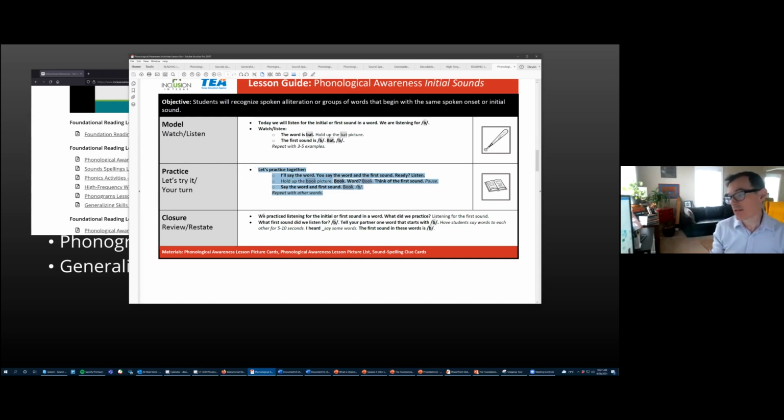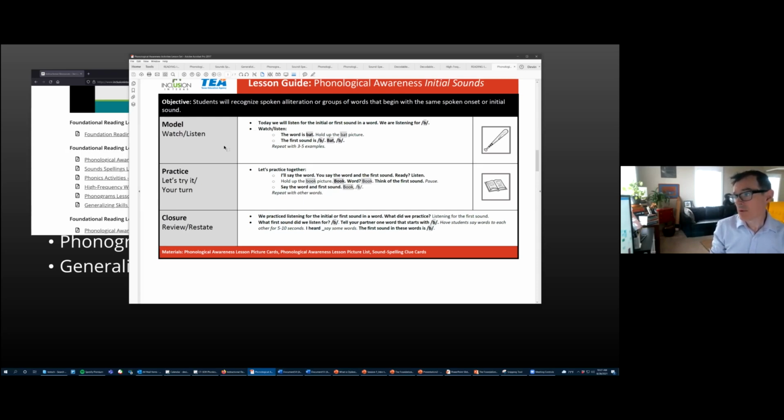And then when you're done, you can say this: we practice listening for the initial or first sound of a word. What did we practice? Listening for the first sound. And then for this lesson, what first sound did we listen for? B. Tell your partner one word that starts with B, and the students can say something to each other. And then you say, I heard blank, and some students say some words. The first sound of these words is B. And so that gives you kind of a guide for how to do the lesson.